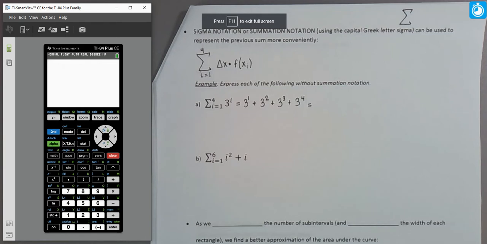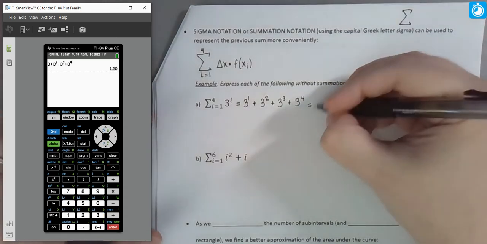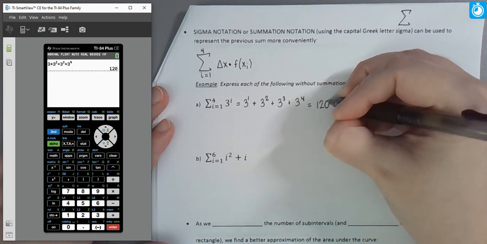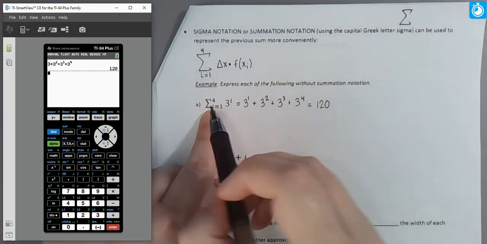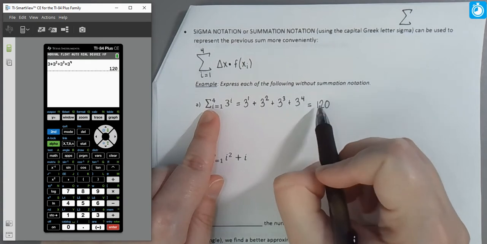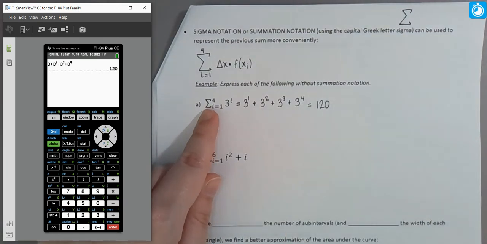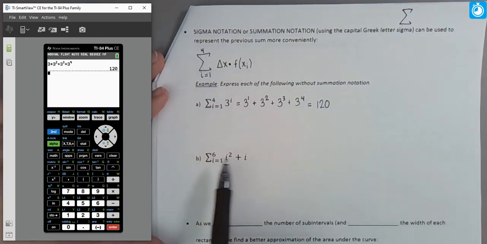So 3 to the first power is just 3 plus 3 squared plus 3 cubed plus 3 to the 4th power. And we simplify that, and that gives us a value of 120. So this expression really just simplifies to a value of 120. Now what about the next one?